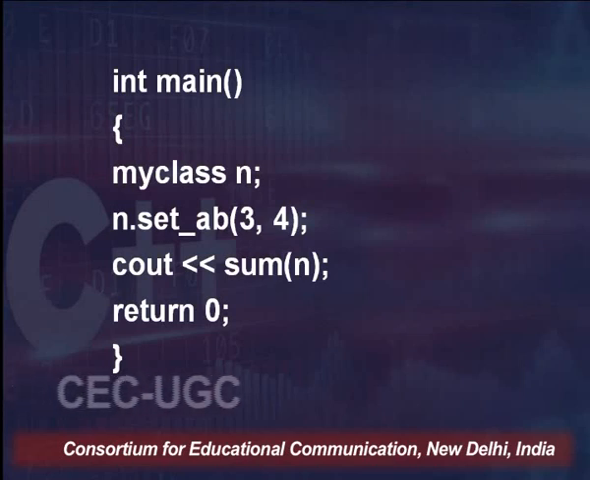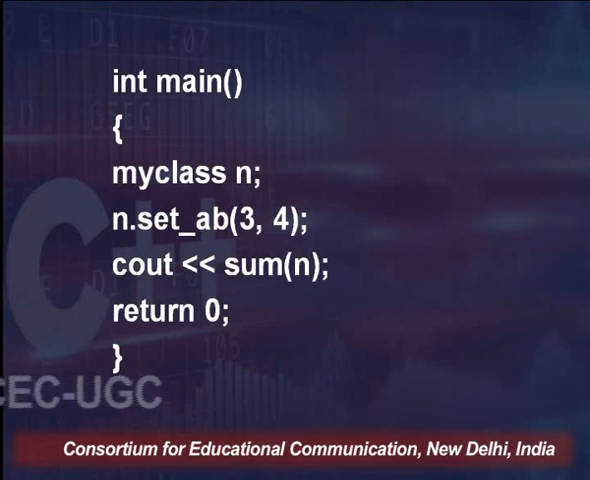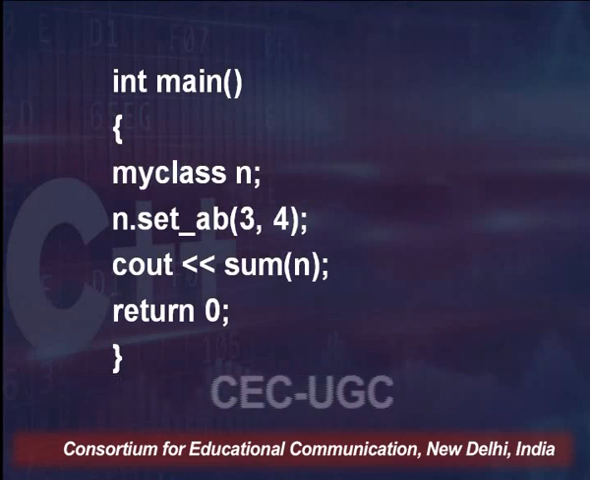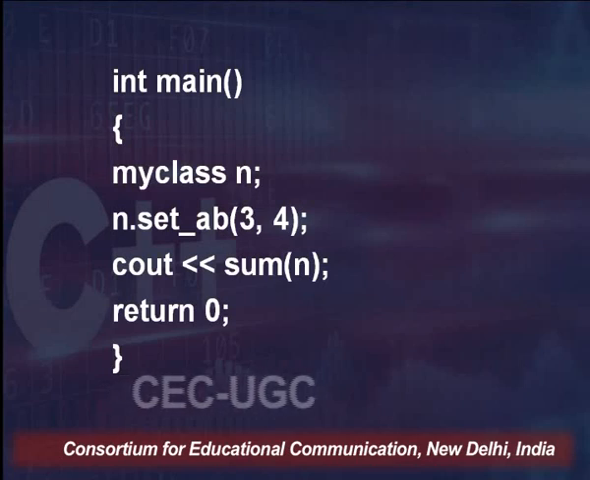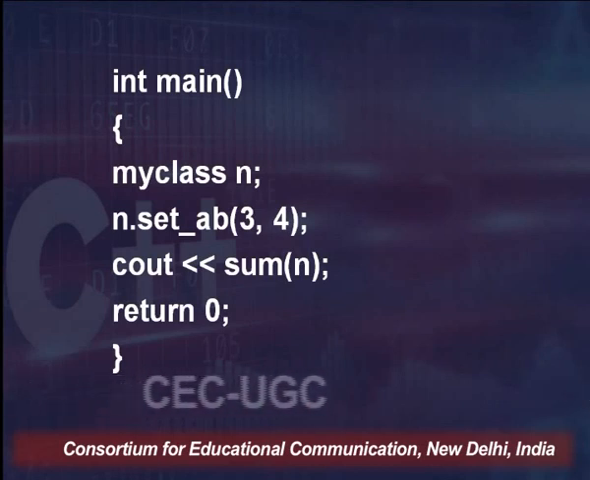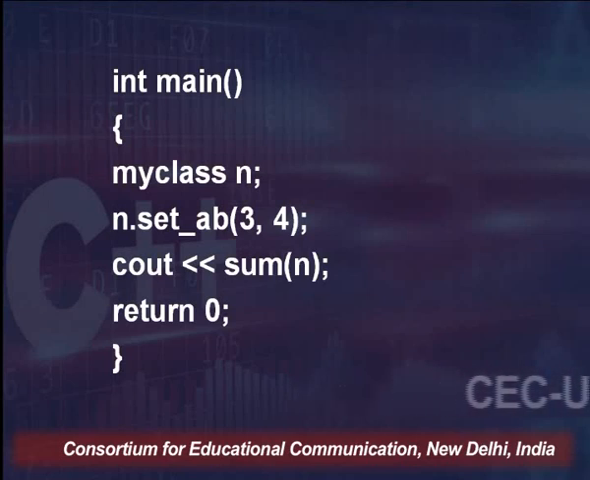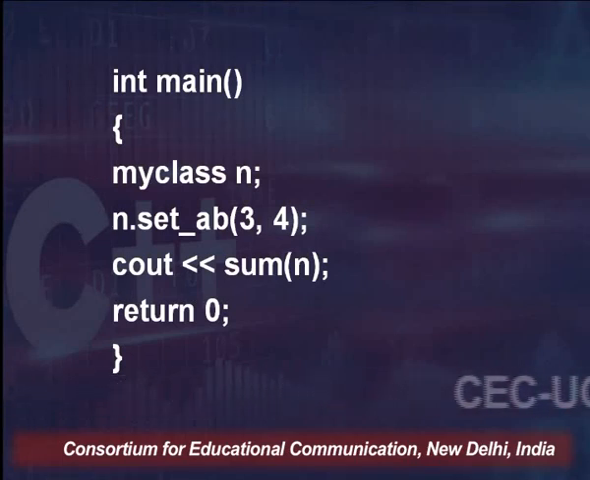So, what are we going to do within the main function? We have created one object of our class, MyClass, and the name of the object is n, and with n we have called one public member of the class MyClass, which is set_AB, and we have given parameters 3 and 4. So, 3 will be assigned to A and 4 will be assigned to B as per the definition of set_AB. Now, A and B have got their own values for this particular object, which is named n.